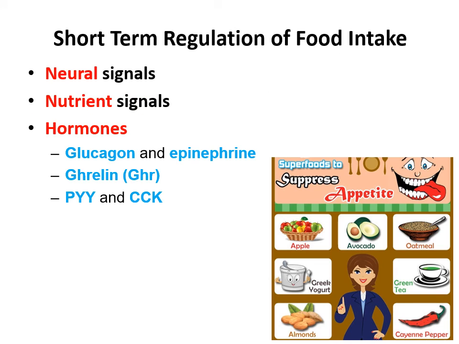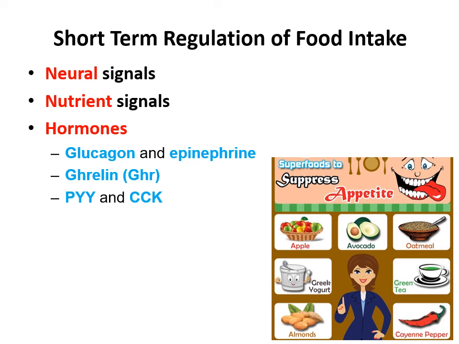Now, the last thing I want to focus on in this chapter is just briefly to point out regulation of food intake. What makes you full, what makes you stop eating. So there's short-term regulation of food intake, which involves neural signals, which means your nerves. So for instance, the vagus, spelled V-A-G-U-S.